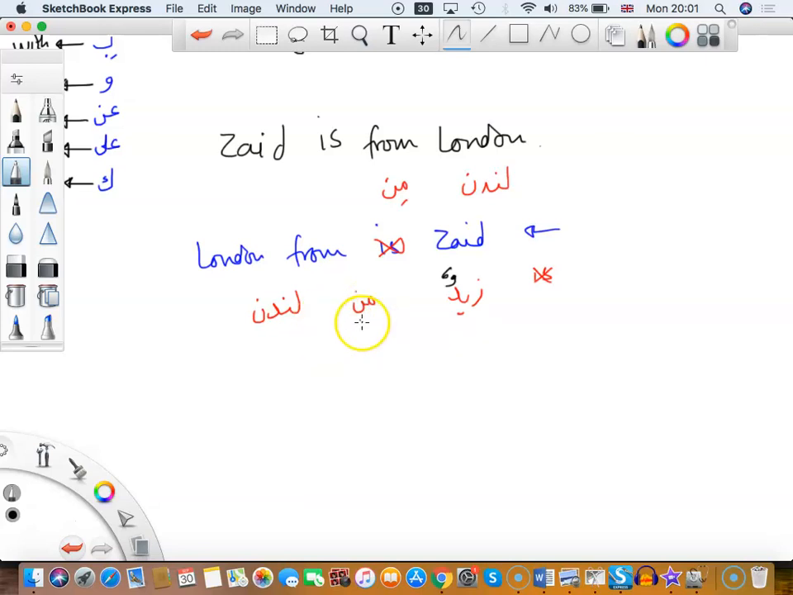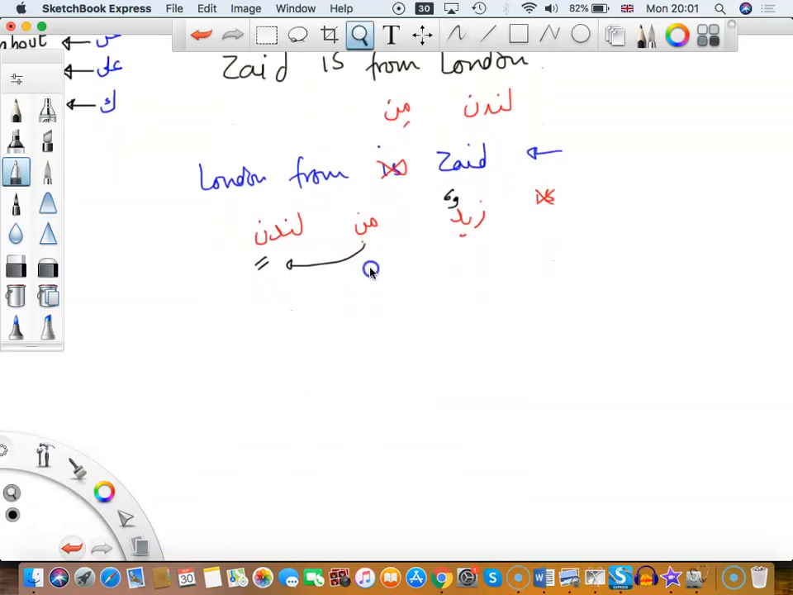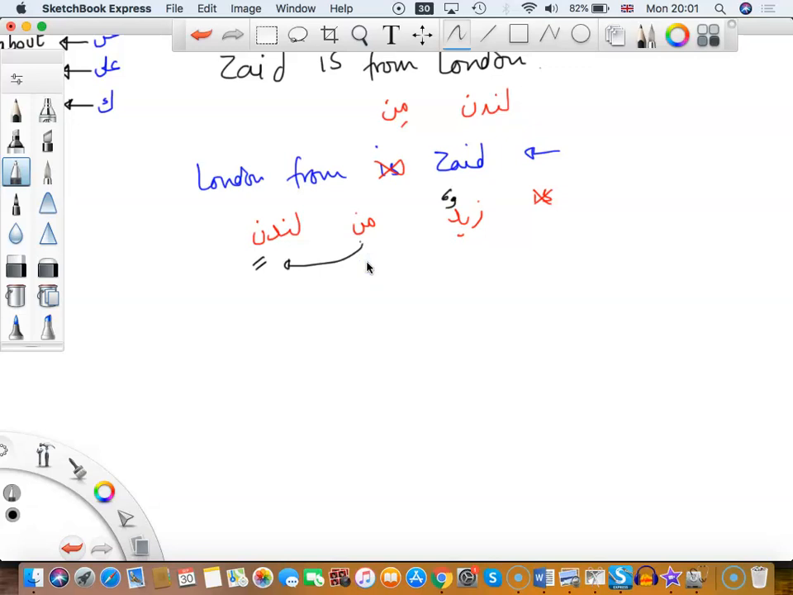So the min is going to give London kasra. How many kasras? 2. You understand that? London was supposed to be the second word of the "is" rule, and we know the second word takes dhamma. By the way, what's the first word and second word of the "is" rule in Arabic called? Mubtada and Khabar. So Zaydun min Londonin. Everyone got that? Alright. Did anyone get that wrong? No? Okay, so the preposition overrides all rules.